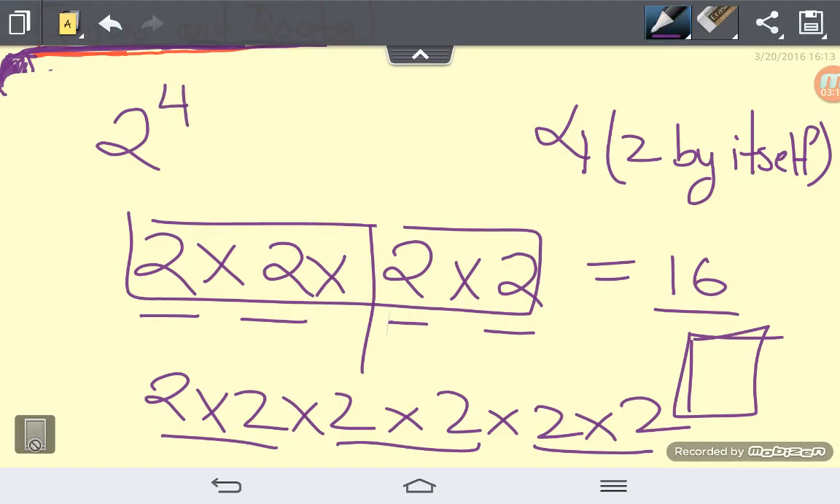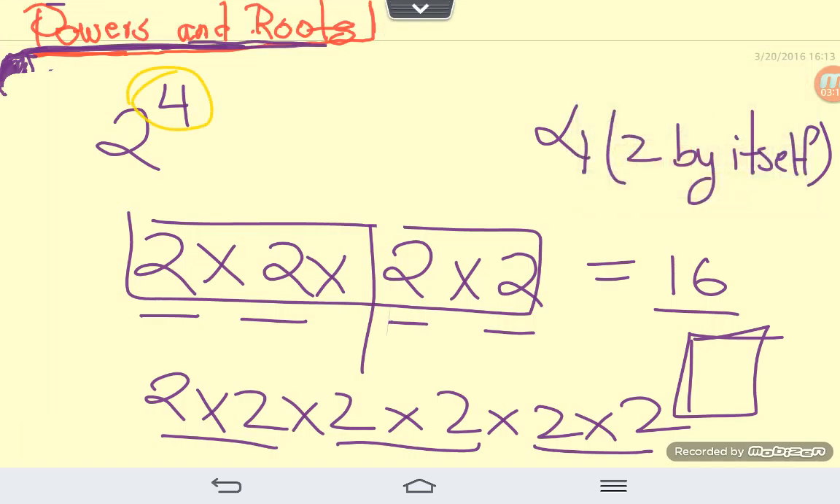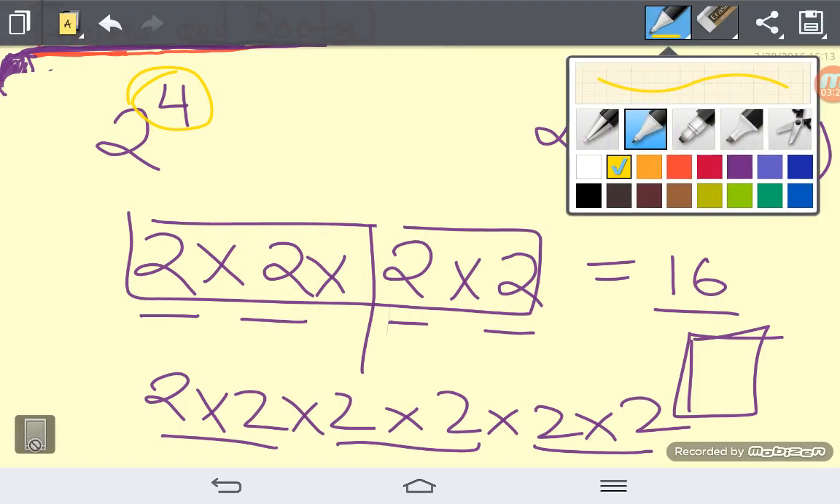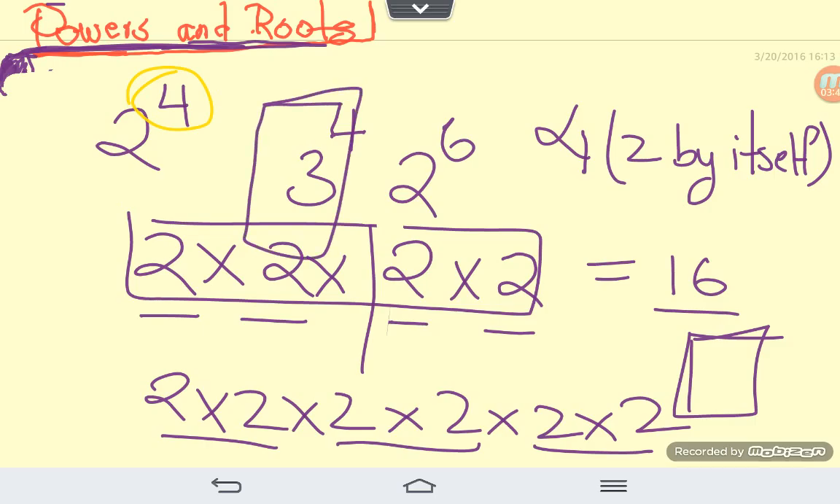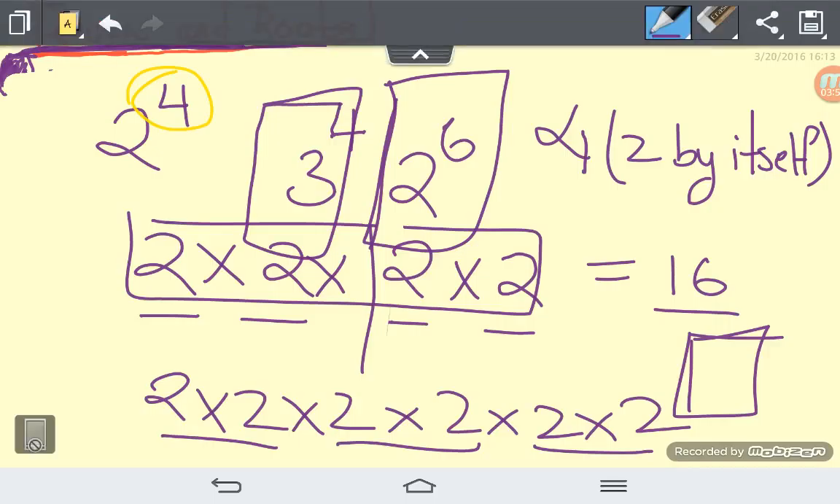Now, this is the power. So, if there is a number written on top of any number like this, it can be 3 to the power 4, or it can be 2 to the power 6. All it means is 3 multiplied by itself 4 times. Now, what is this? 2 multiplied by itself 6 times. I'm just going to clear the screen.